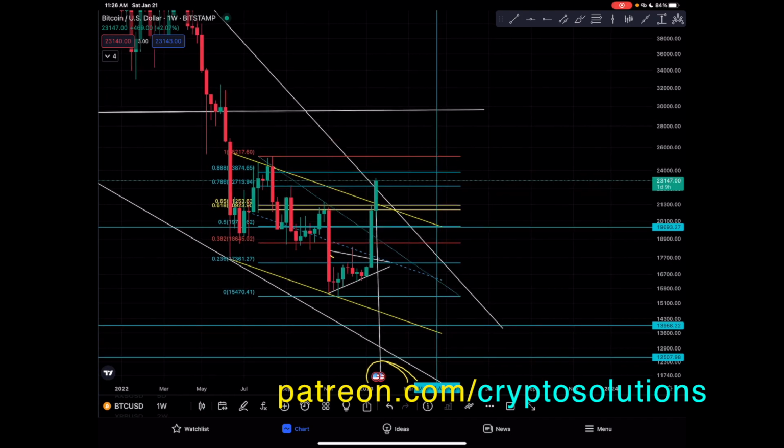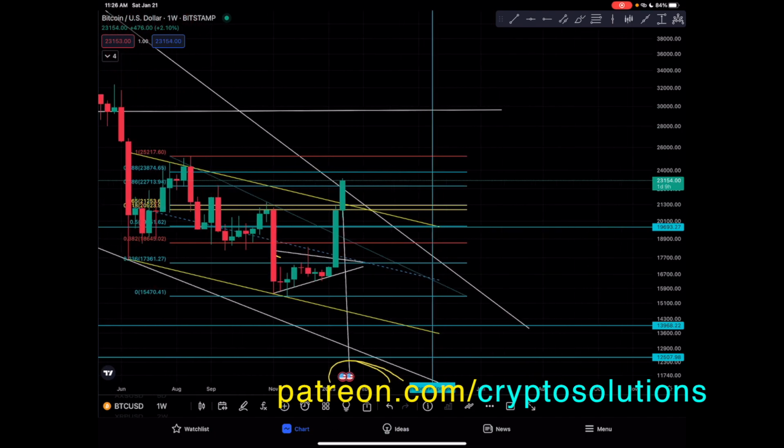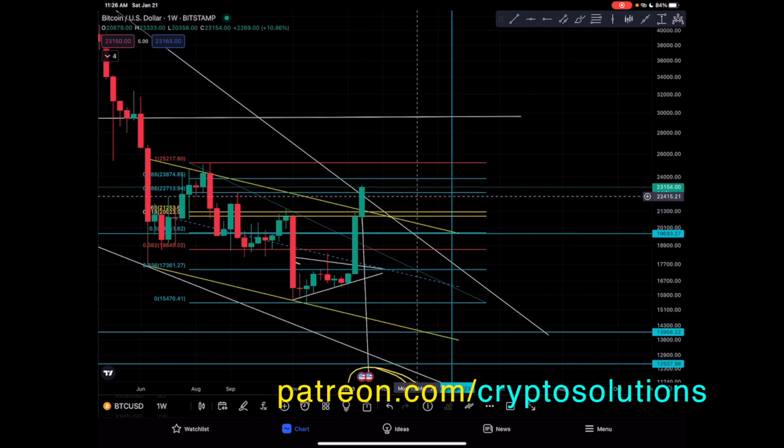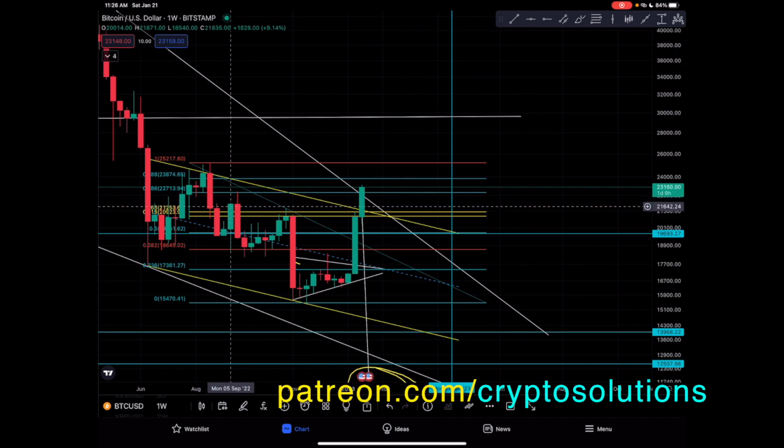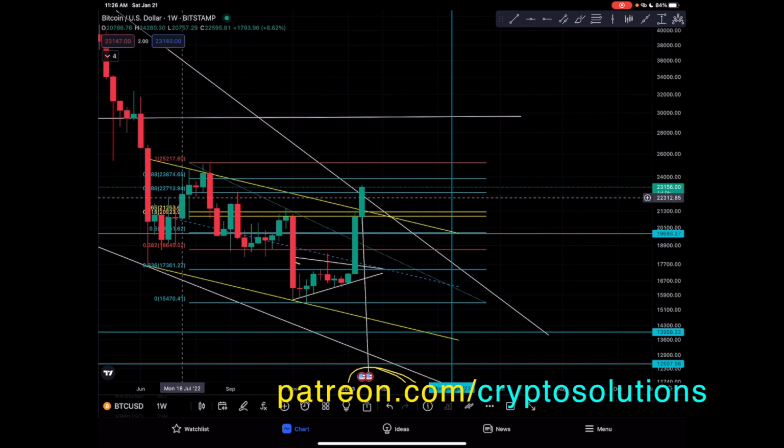And potential pullback scenarios will be here around 20,927. Also $21,249. That would be very strong support right there. And if we use the weekly body candles close here, also a $21,841 support will be very strong around here.